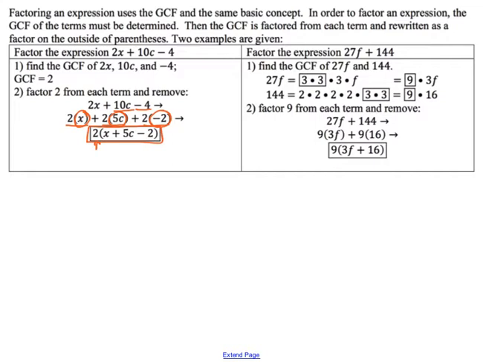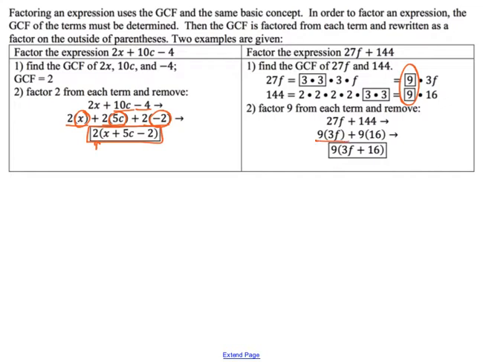Okay, second example. Factor the expression 27f plus 144. Find the GCF of 27f and 144. Well, if you list them, you'll notice that they both have 2 3's in them, and that's the only thing they have. 2 3's make 9, so they do have 9 as their greatest common factor. We're going to factor 9 out of the terms.